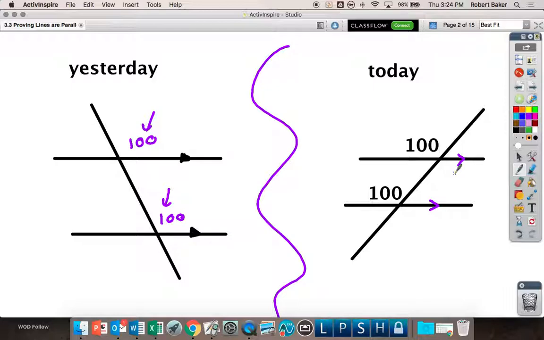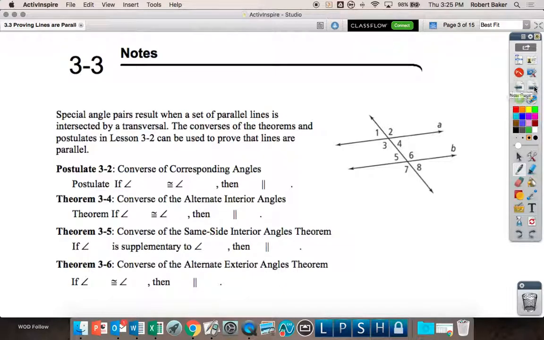Does that kind of make sense? So yesterday this was step 1. Lines are parallel. This was step 2. This was the student input. Today, this is step 1. The angles are congruent. The student input is right here, step 2. So you should be saying words like A and B are parallel today, or C and D are parallel. Alright? So the bulk of the notes is right here. Alright, so you can follow along.